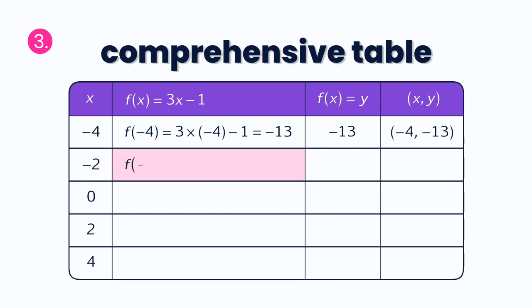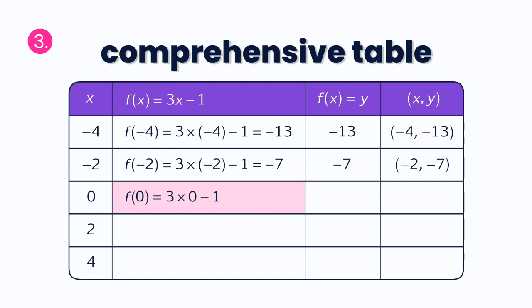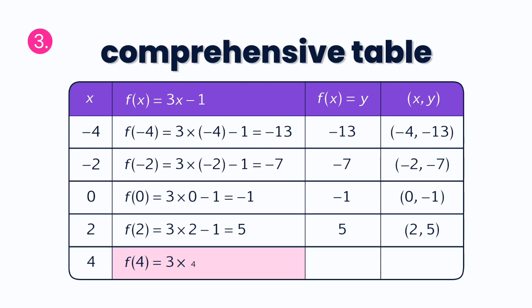F of minus 2 equals 3 times minus 2 minus 1, which is minus 7, giving you the coordinates minus 2, minus 7. F of 0 is 3 times 0 minus 1, which equals minus 1, resulting in the coordinates 0, minus 1. F of 2 comes to 3 times 2 minus 1, equaling 5. So the coordinates are 2, 5. And finally, f of 4 equals 3 times 4 minus 1, which is 11. The final coordinates are 4, 11.